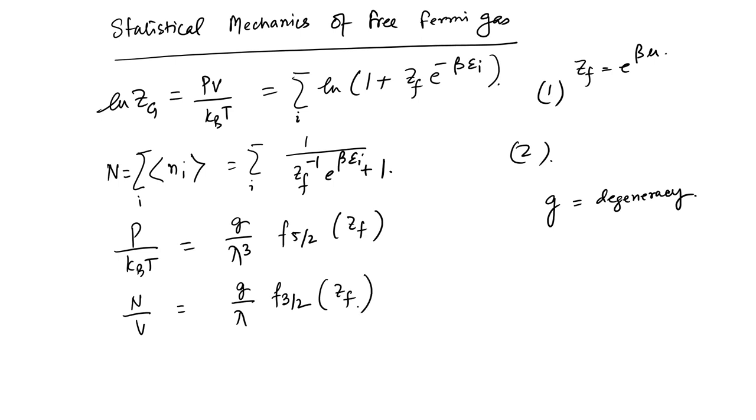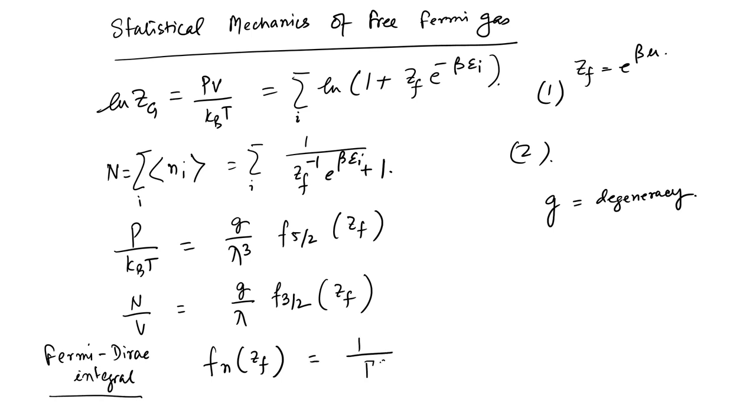We are writing Fermi integrals with f, and Bose integrals were written with g. And f_n(z_f) is called a Fermi-Dirac integral. So this is equal to 1 over gamma(n) times the integral from 0 to infinity of x to the power n minus 1 dx divided by z_f inverse e to the power x plus 1. Of course, the connection is x equal to beta epsilon, and so on.